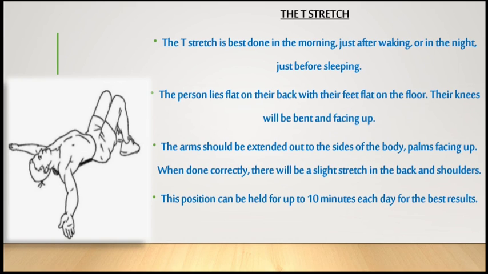Then arms should be extended out to the side of the body, palms facing up. When done correctly, there will be a slight stretch in the back and shoulders. Then the position can be held up to 10 minutes each day for the best results. So this is the exercise for round shoulders, the T stretch.